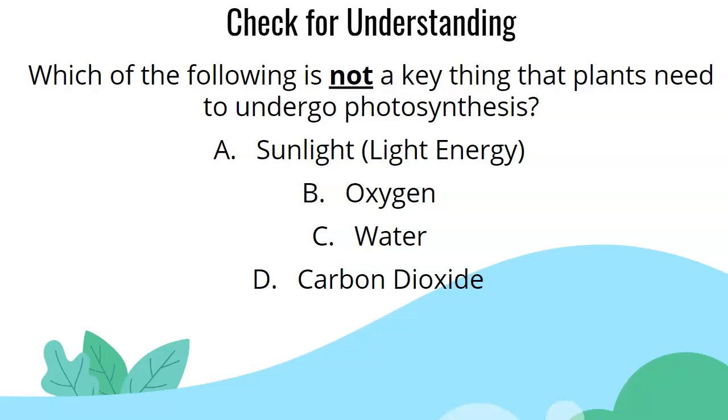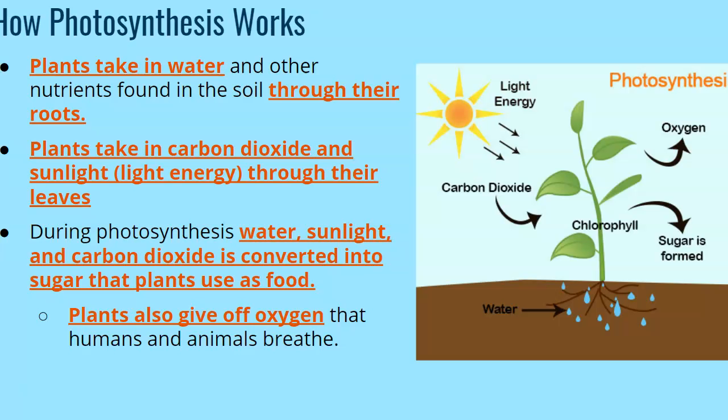Let's do a quick check for understanding. Which of the following is not a key thing that plants need to undergo photosynthesis? Oxygen. So let's see, how does photosynthesis work?